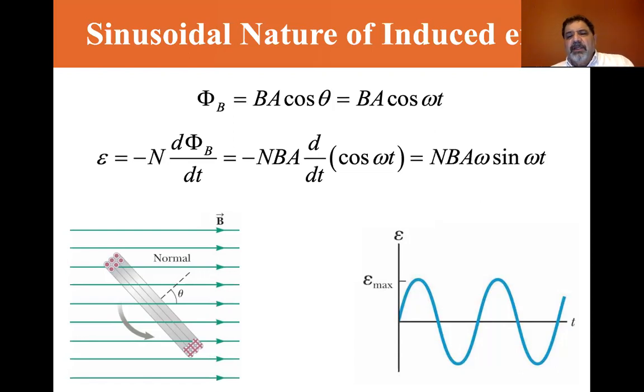The derivative of cosine omega t is omega sine omega t, and that's where they get that from. So the d/dt of cosine omega t is omega sine omega t. So the E is equal to the number of turns times the magnetic field times the area times omega sine omega t.